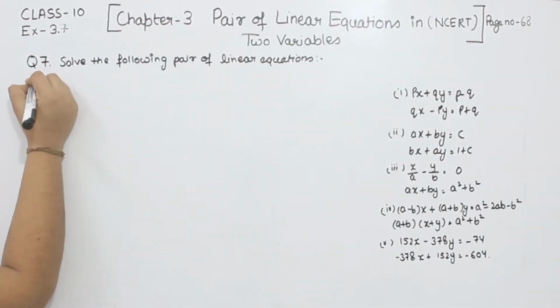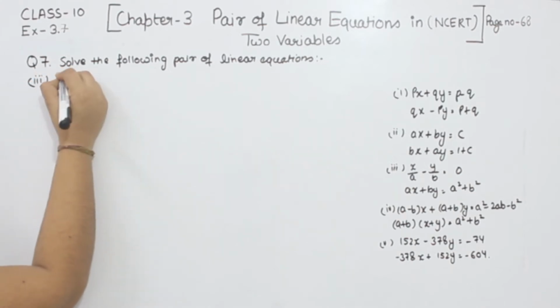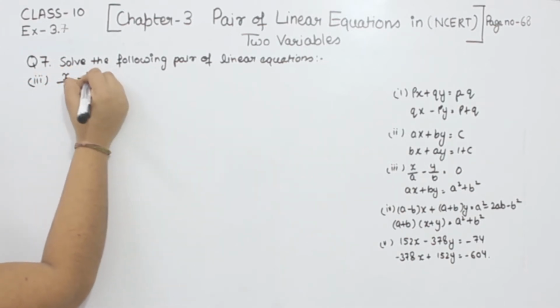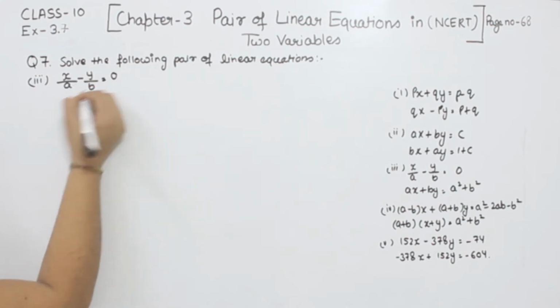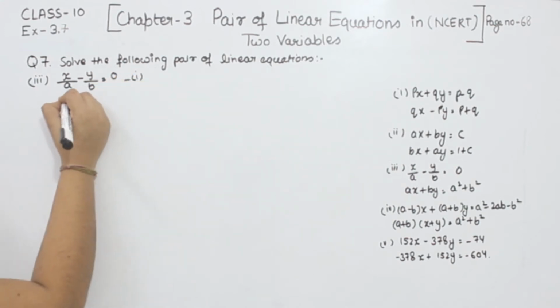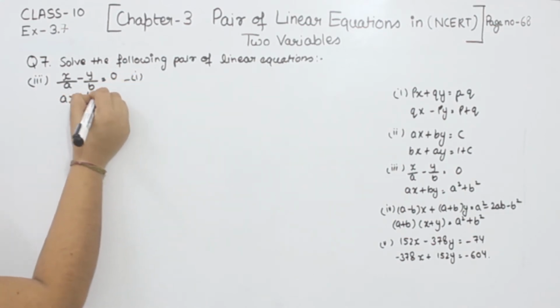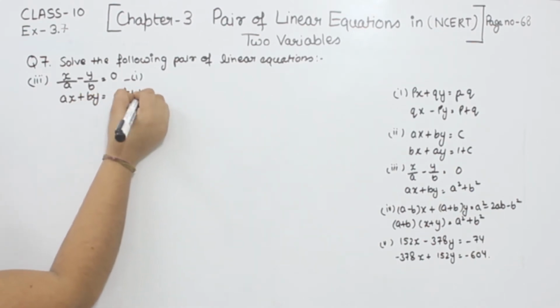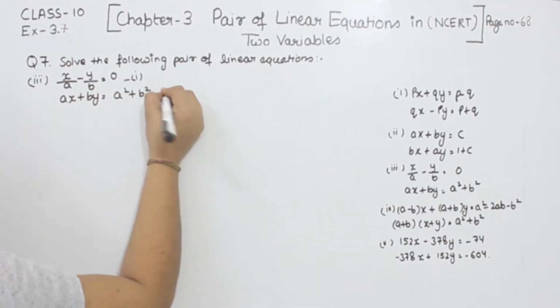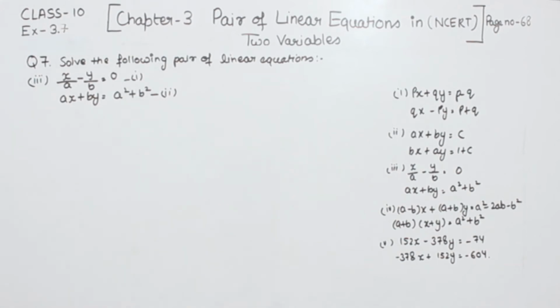Now comes to the part 3. This one we are having the equation x by a minus y by b as equal to 0. This one we are having equation number 1. Second one we are having ax plus by as equal to a square plus b square. This one we are having is the equation number 2 here.